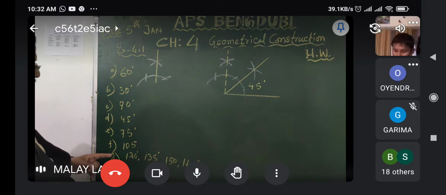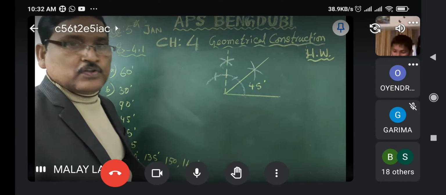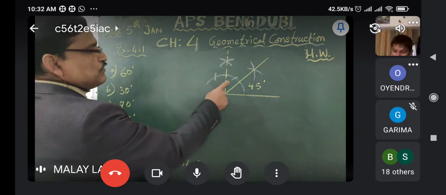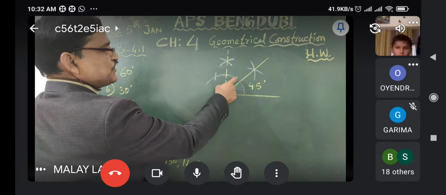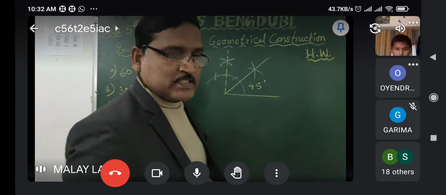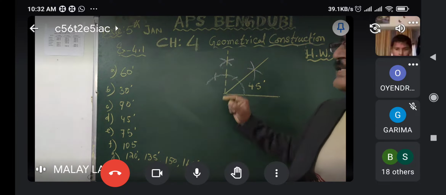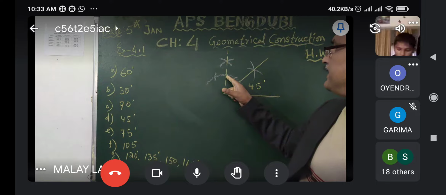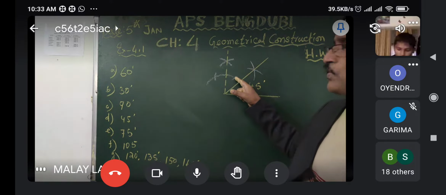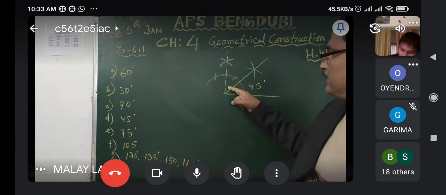Now what am I doing? Next coming 75. How am I doing 75? You see, 75 also I cannot draw directly. First of all, you see here, this is the 60, this is 45, and this is 90. So 60 और 90 plus करो. How much am I getting? 60 plus 90 is coming 150. What is the half of 150? 150 का half is 75. It means 75 lies in between 90 and 60. So आपको 90 बनाना है and thereafter you have to make it half. Okay, so it will be 75.